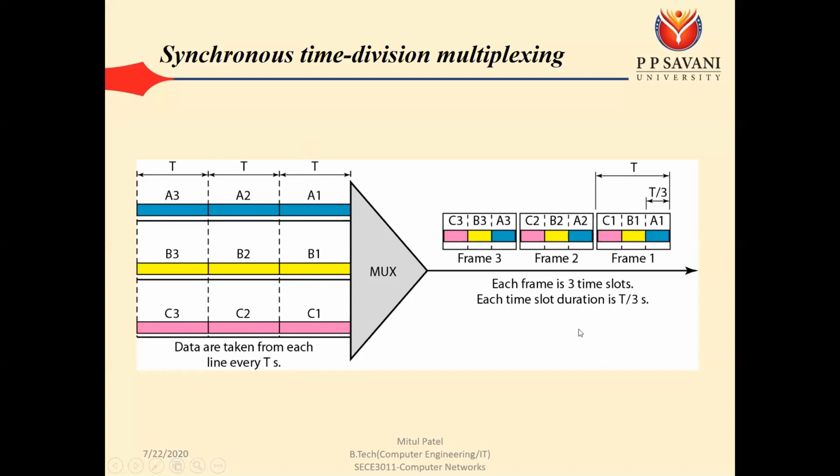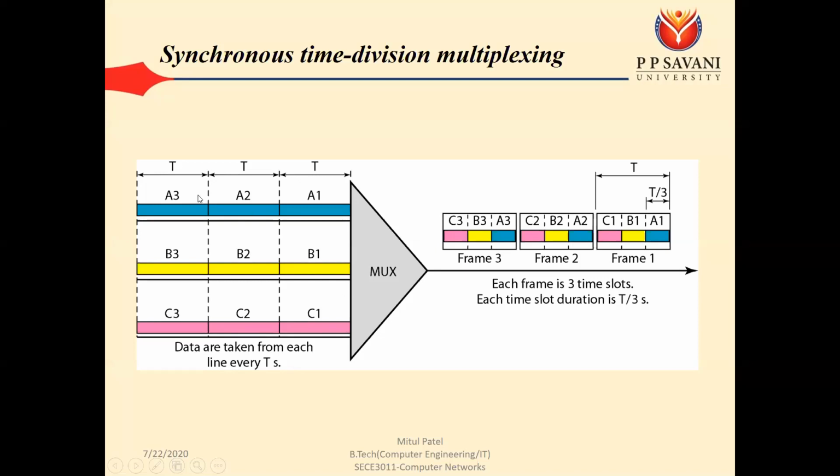Now what happens at the receiving side? So on the output side, what we are doing is creating the frame. We are creating the frame, and each frame consists of one data unit from each input data channel. Okay, so we have three channels, the first one A, B, and C. So this frame consists of the time unit from A, time unit from B, and time unit from C.